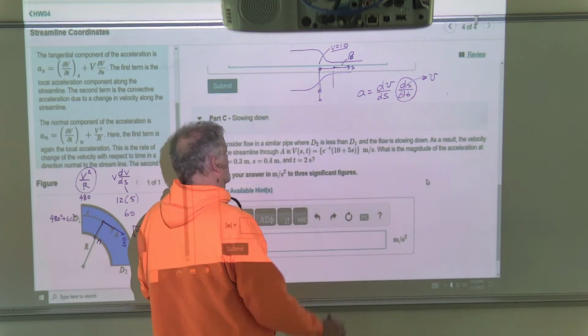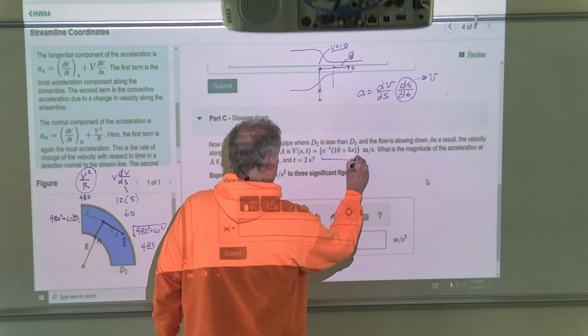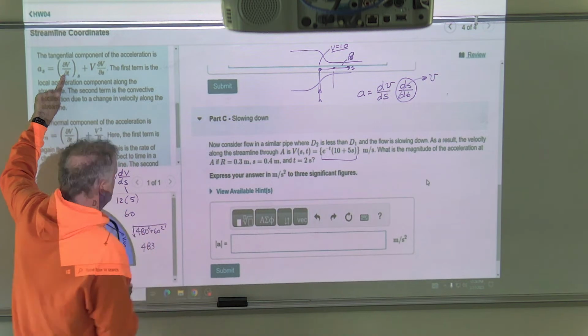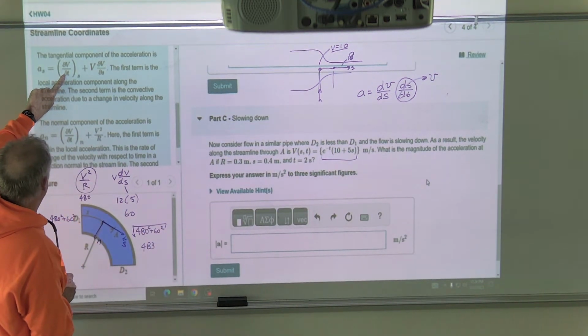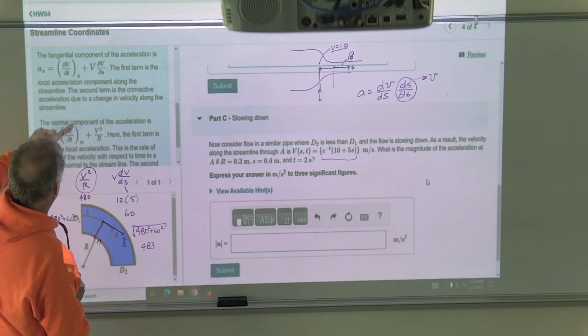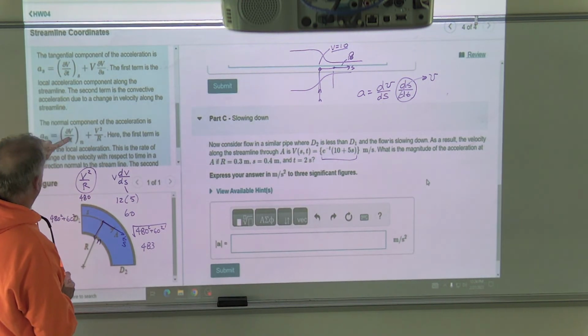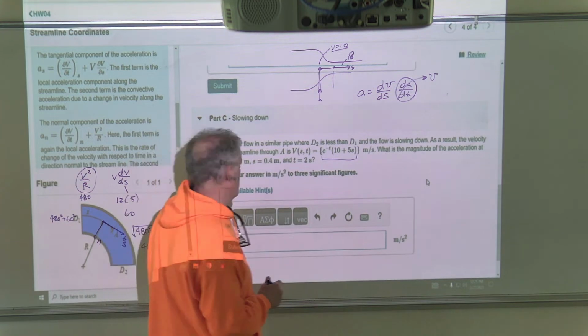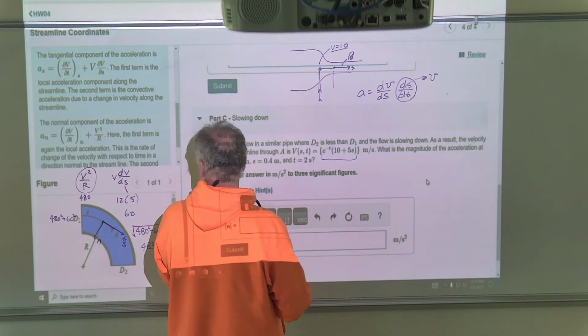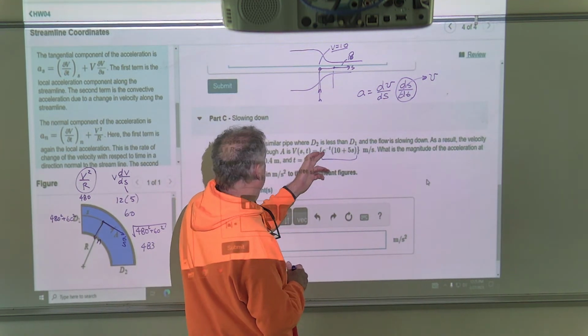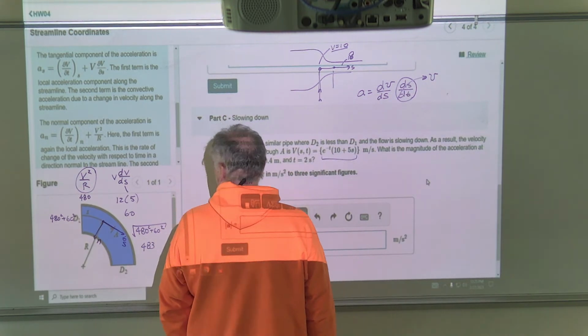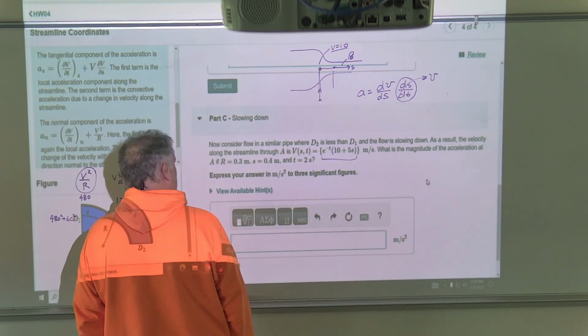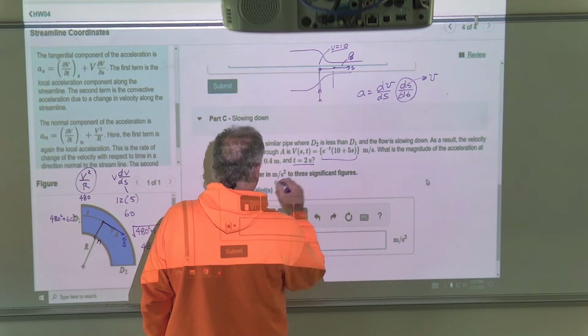So I get a time component now. That means this time component is in there as well. Okay, so the magnitude of the acceleration. What I've got to do is go back and do this. That's awful. Why do I need to do that? I don't want to do that. But anyway, it says at 2 seconds.